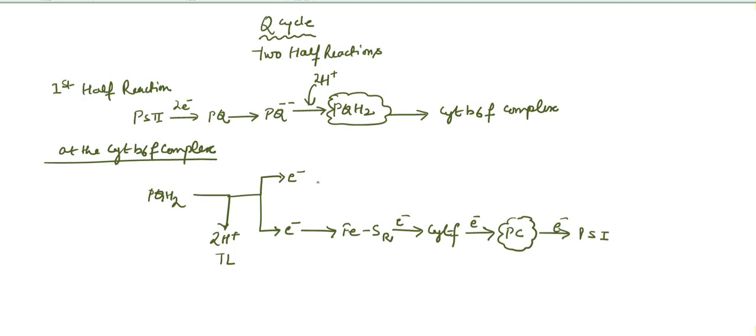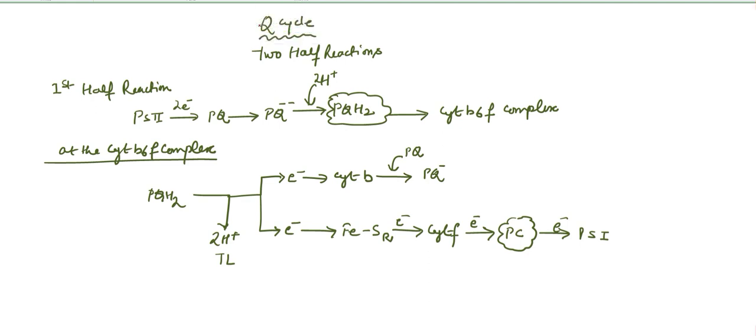Now the next electron goes to cytochrome B of cytochrome B6F complex, then here it receives plastoquinone, then it becomes plastoquinone minus, this semiquinone. Yes, semi-plastoquinone. Now this is the first half reaction. Now what happens in the second half reaction?